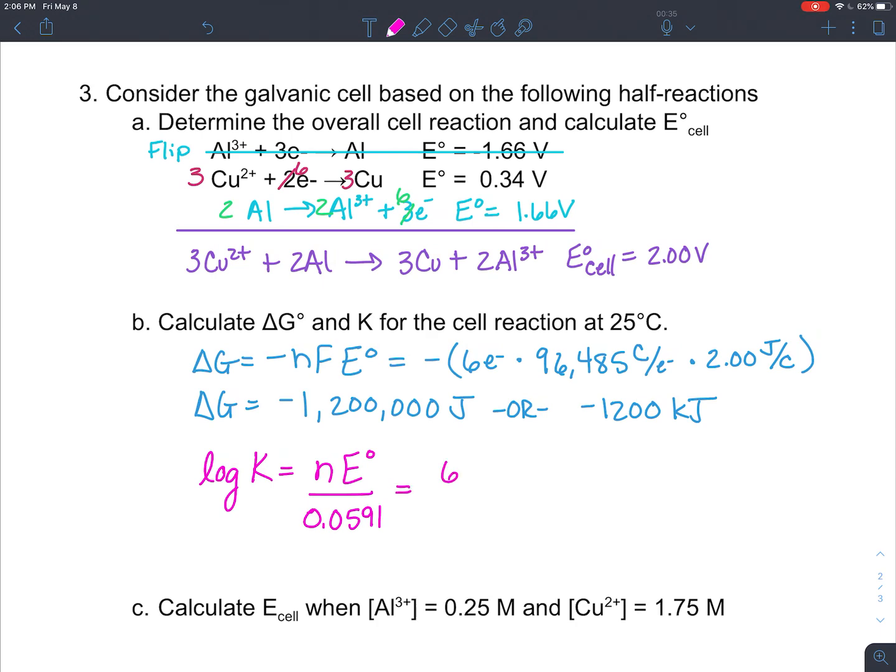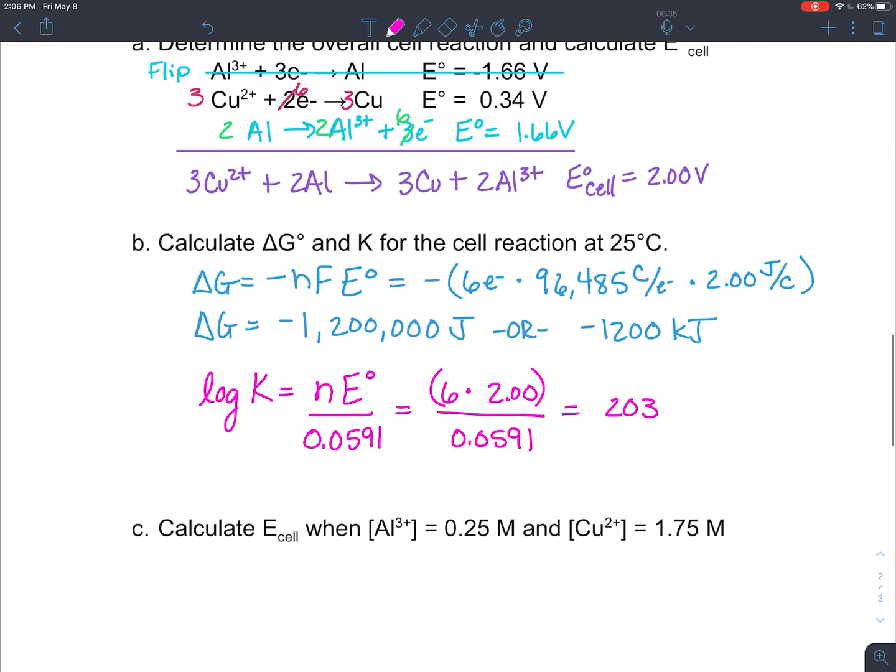0.0591. Okay, so let's plug in our values here. So we have 6 times 2.00 divided by 0.0591. That gives us a value of 203. Okay. So in order to find K, we have 10 to the 203rd, which is 1 times 10 to the 203rd, which is a completely ridiculous number, but that's okay.